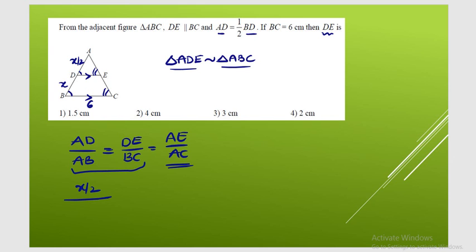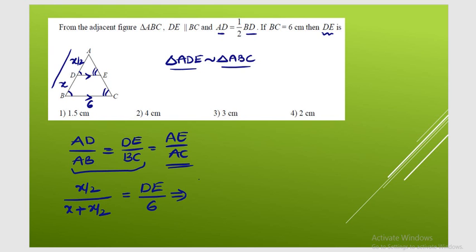So x by 2, and what is AB? AB means this total length I need to consider. Total length means I need to add x and x by 2, so x plus x by 2 is equal to AE. So what is the value of A? Sorry, no need of A and AC. So directly go with DE and BC. What is DE? That is the thing that I need to find here. So DE by BC is 6 centimeters.